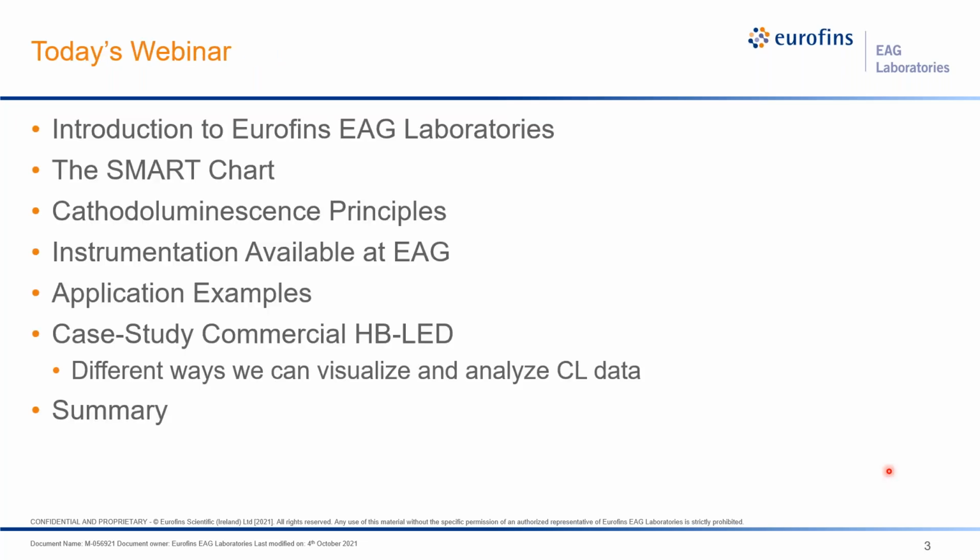And so today's webinar, just a little brief outline here for you. Give a brief introduction about Eurofins EAG Laboratories. We'll go over the somewhat famous SMART chart. We'll talk a little bit about cathodoluminescence principles, the instrumentation available at EAG for cathodoluminescence. We'll go over a few application examples and then look at a case study of a commercial high brightness LED, just trying to explore some different ways we can visualize and analyze CL data, and then a quick summary.